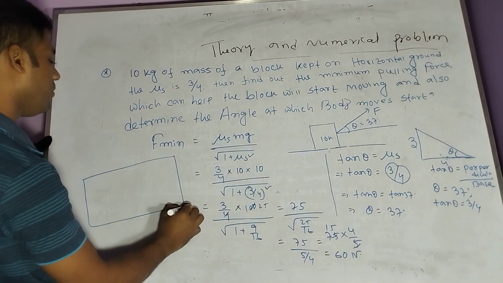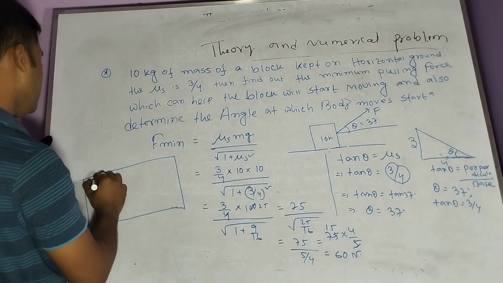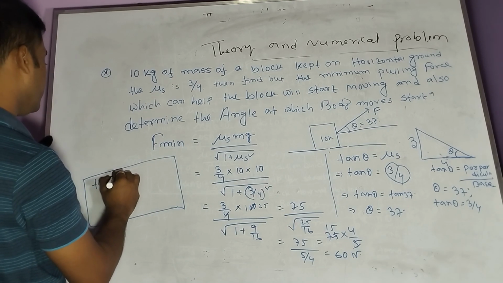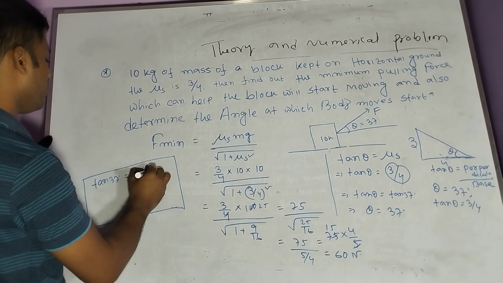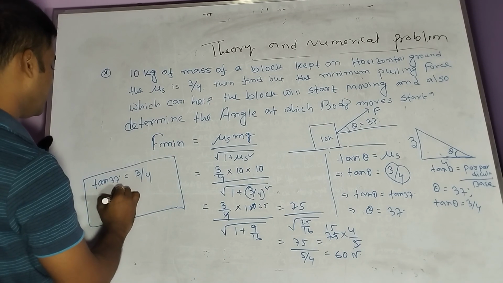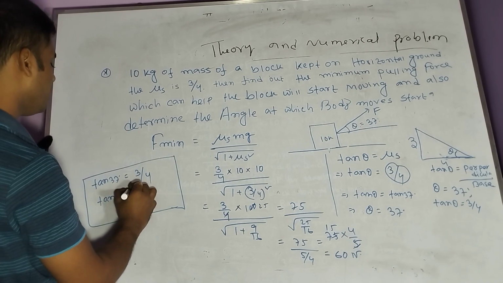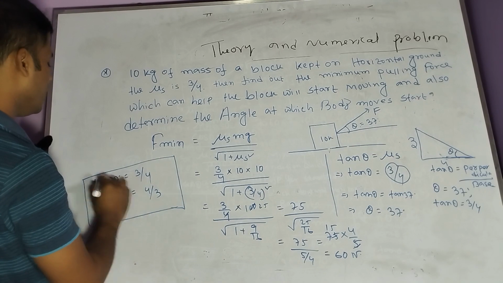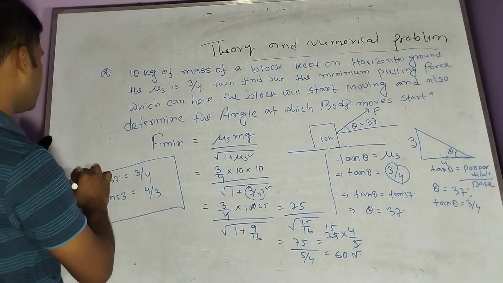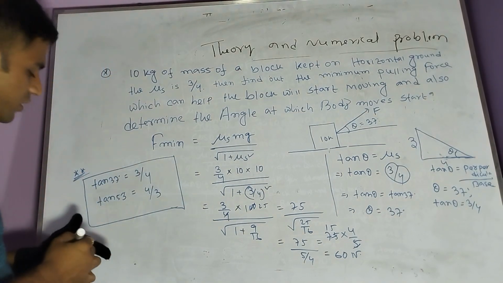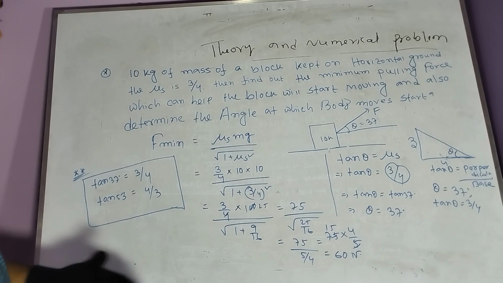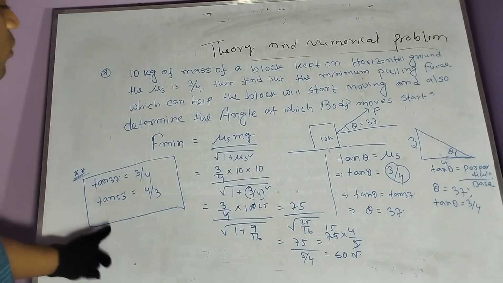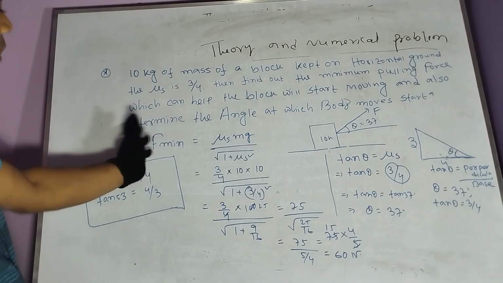This can also always help in the friction problem. Tan 37 degree value is always 3 by 4 and tan 53 degree value is 4 by 3. These two data always help in friction problems and other angle related problems. Tan 37 degrees is equal to 3 by 4 and tan 53 degrees is equal to 4 by 3. So two equations are equal, easily solved.